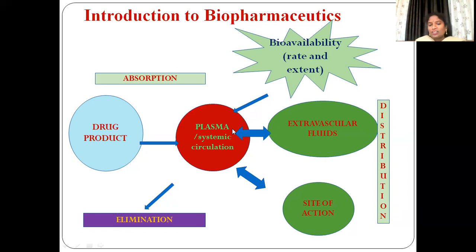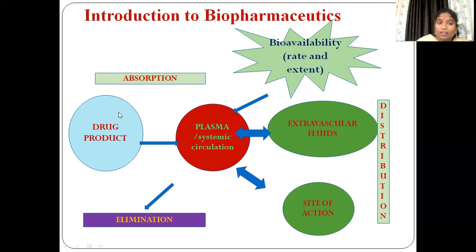Yes, the systemic circulation is nothing but the plasma. So the drug is available in the plasma. The movement of the drug from the administration site to the systemic circulation, that we call absorption.